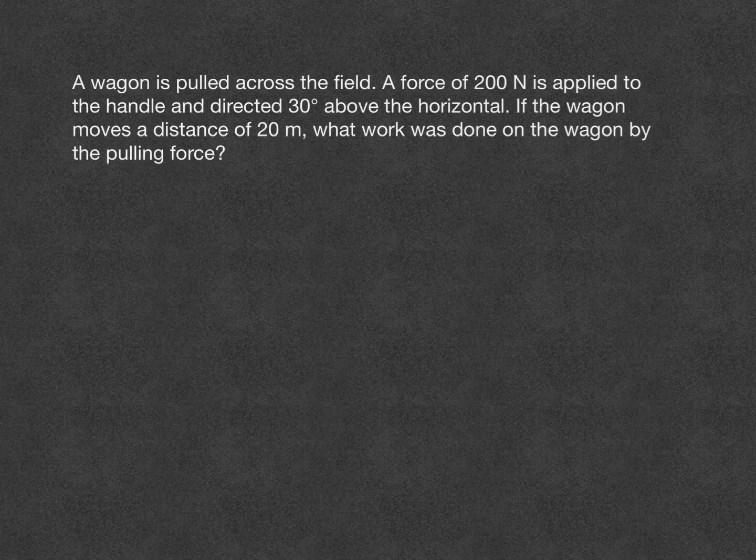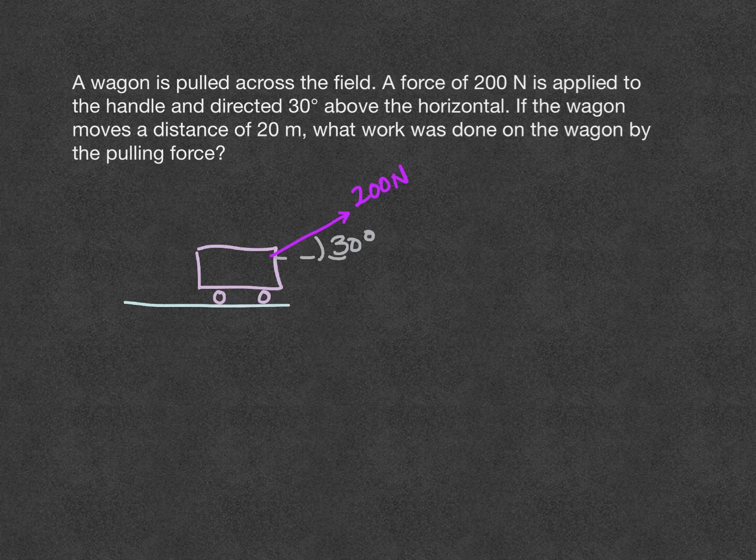In this case, we have a wagon that's being pulled across a field. The force on the handle is directed at an angle of 30 degrees above the horizontal. So the force of 200 newtons is along this arrow directed up and to the right. The ground is along here. And we're going to pull this wagon a total of 20 meters.